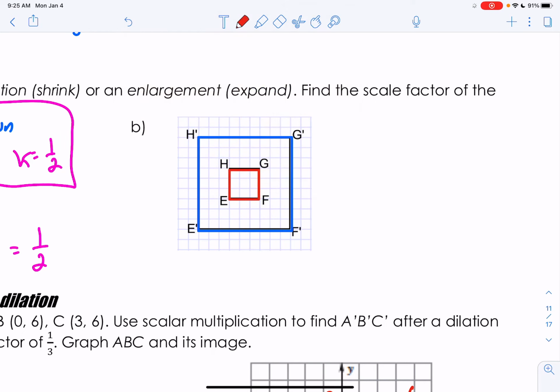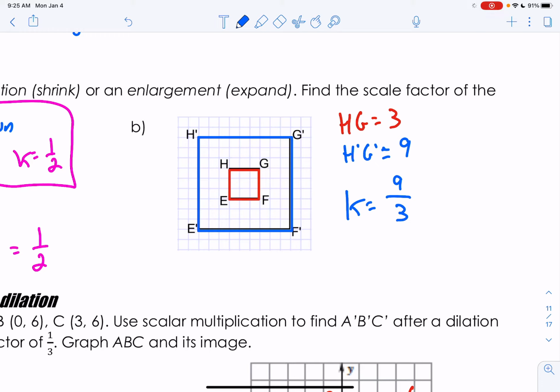So for my pre-image, I'll pick HG. And HG is 3 units. From H to G is 3. And then my corresponding one is going to be H prime, G prime. If I count from H prime to G prime, I get 9 for this one. So remember, when I go scale factor, I want to go image over pre-image. So my image in this case is going to be 9. That's the image, over pre-image, which is going to be 3.